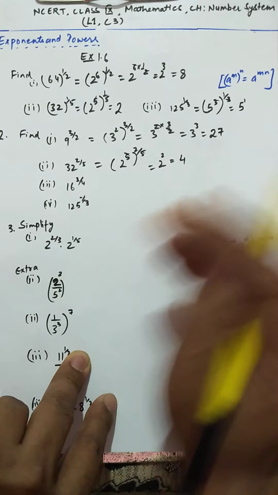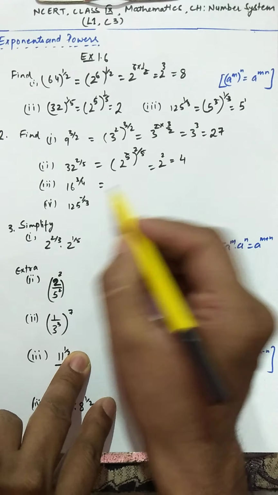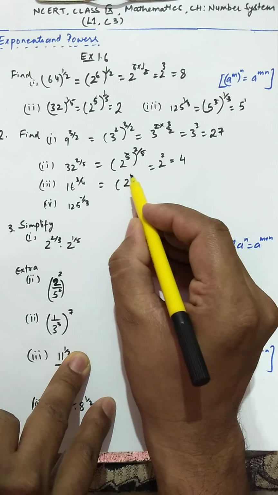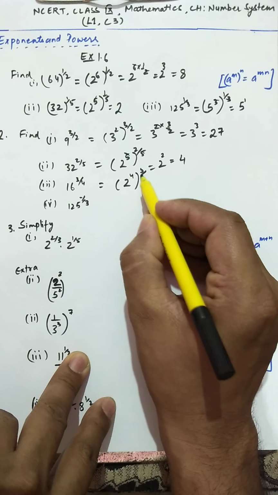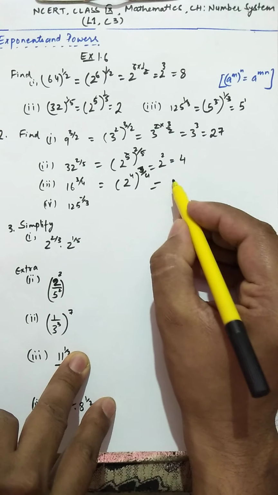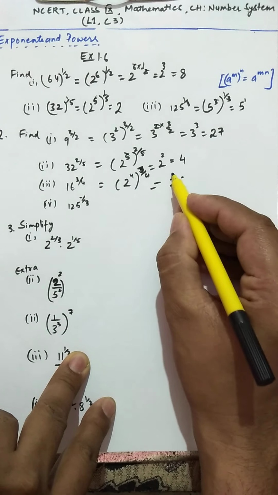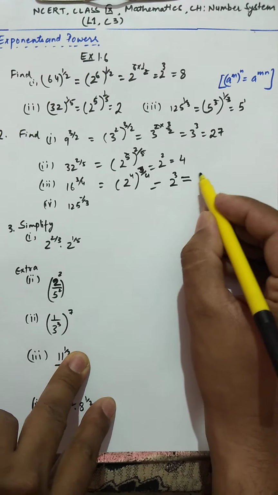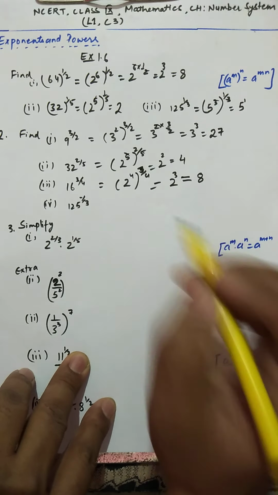So the answer is 4. Now this is 16 to the power 3 by 4. 16 is 2 to the power 4 and this is 3 by 4. So the 4s will get cancelled. It will be 2 to the power 3, and this can be written as 8.